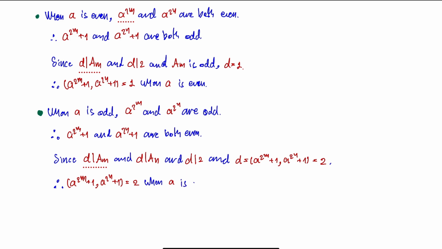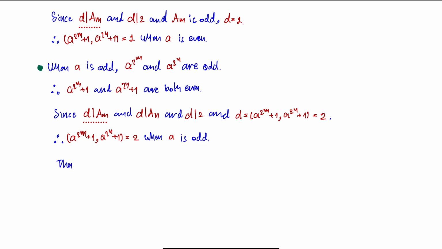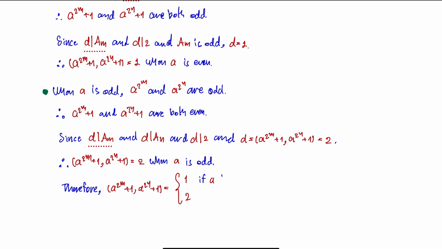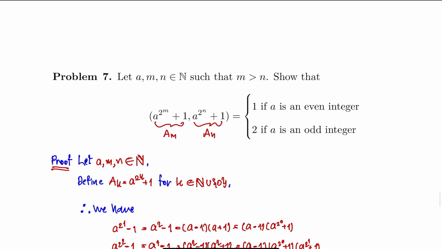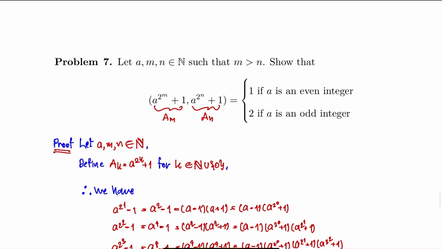when a is odd. Okay, so therefore, the greatest common divisor of a^(2^m) + 1 and a^(2^n) + 1 is equal to 1 or 2, right? It is 1 when a is even. The greatest common divisor is 2 when a is odd. Okay, and this is the proof of this problem. So we have shown that the greatest common divisor of a^(2^m) + 1 and a^(2^n) + 1 is 1 when a is even and equal to 2 when a is odd. That's it for this video.